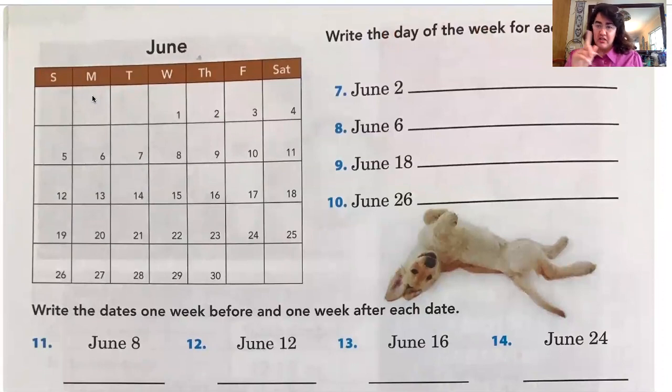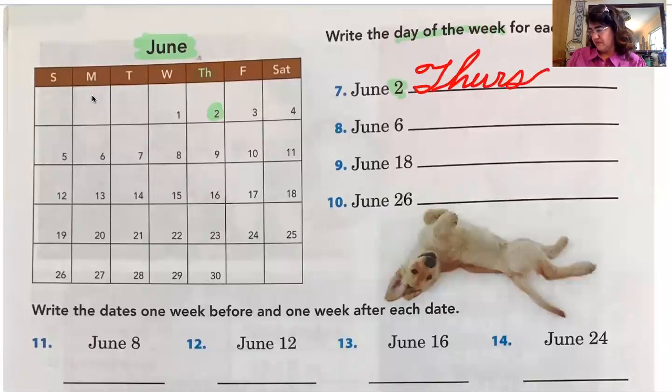Now, I'm not going to do this with you. I want you to pay attention. We have a calendar for June, and the first thing we're looking for is June the 2nd. What is the day of the week for June the 2nd? Well, here's the 2nd. What day of the week is that, Mila? You're right, it's Thursday. All right, second graders, you'll do the rest of those three on your own.